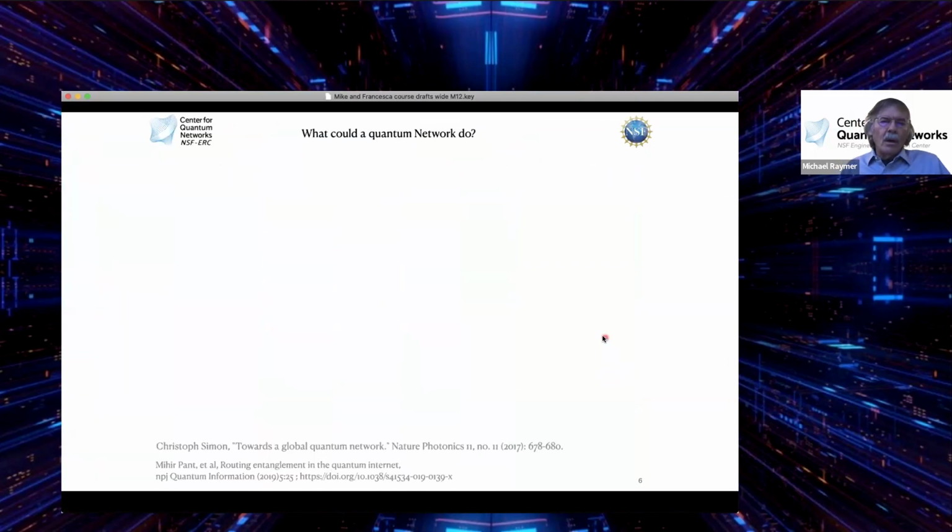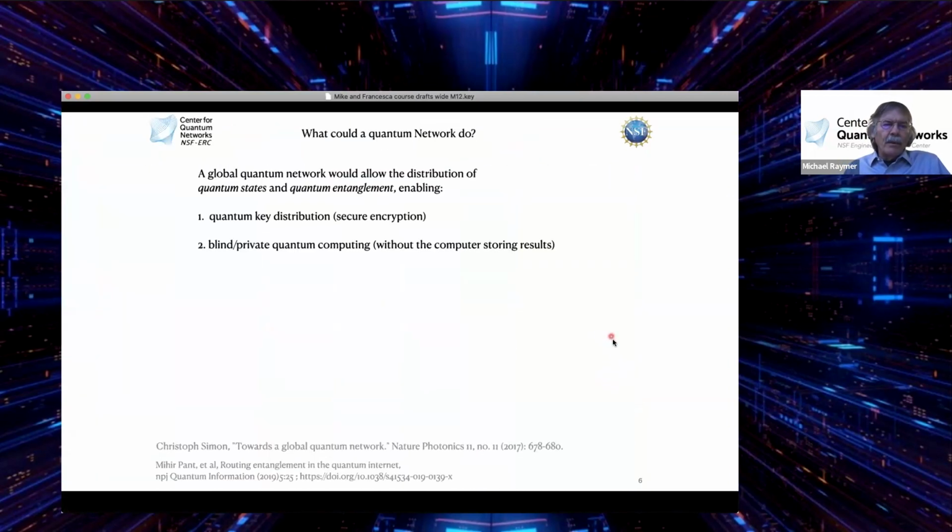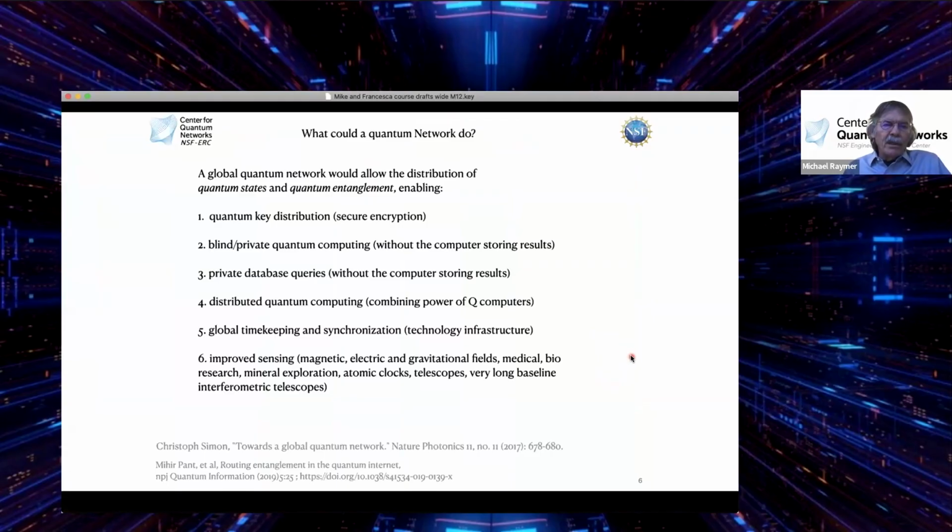Okay, so what could a quantum network do? We just talked about a couple of those things, but we won't have time to discuss these in great detail. But you can see that there are many different applications. Francesca will talk about quantum key distribution, which is secure encryption. We won't talk much about quantum computing or databases. We won't talk much in detail about synchronization, although we will discuss it a little bit because it will be necessary to implement the network technologies. And we'll talk a little bit about sensing, but not very much.